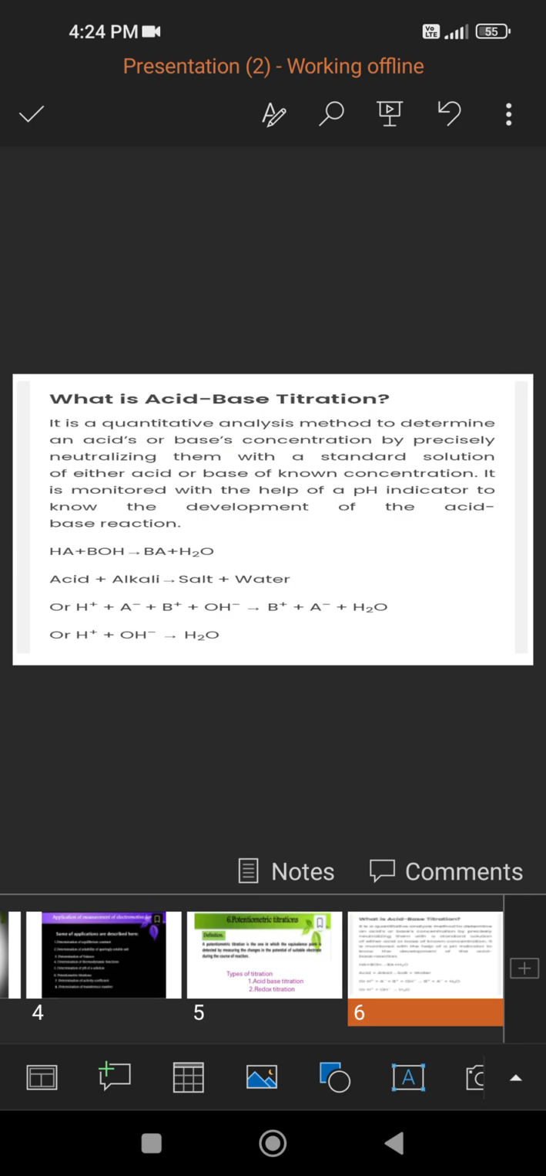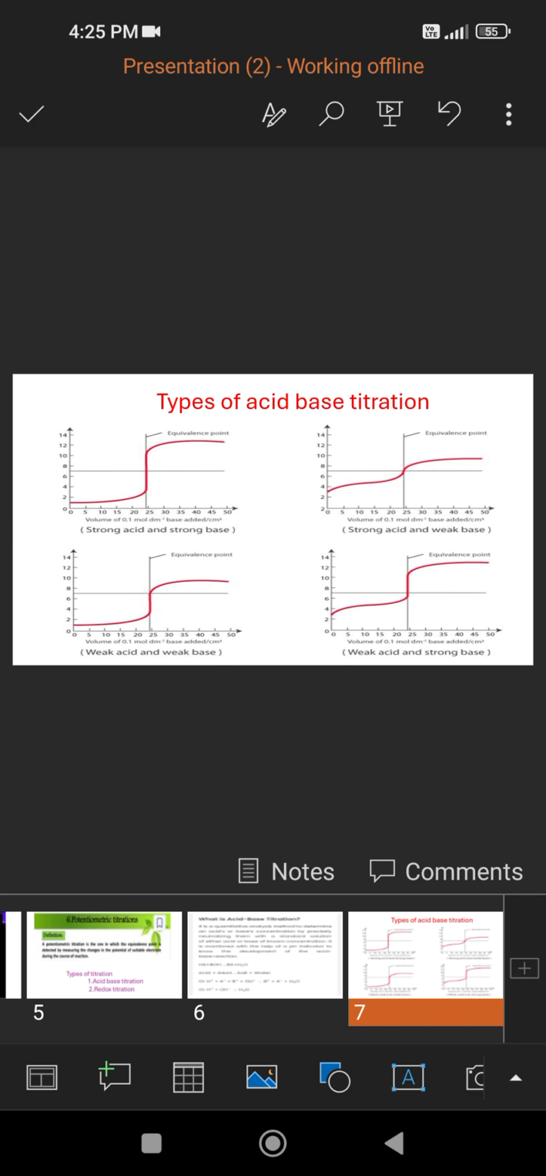What is the acid base titration? It is a quantitative analysis method to determine an acid's or base's concentration by neutralizing it with a standard solution of either acid or base of known concentration. It is monitored with the help of a pH indicator to know the development of the acid base reaction.